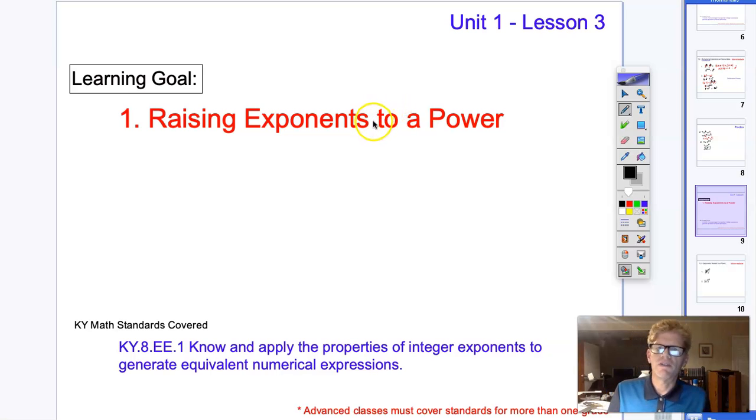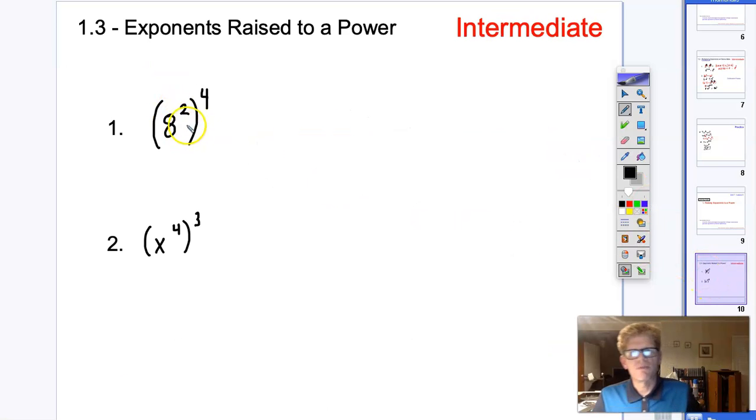Unit 1, Lesson 3. In this lesson, we're going to talk about how to raise an exponent to a power. Here are some examples. In this particular example, we have 8 to the second, which is our exponent, being raised to the power of 4, right? So 8 to the second is our exponent, and it's being raised to the power of 4. Now, we are going to raise everything that's within these parentheses to the power of 4.